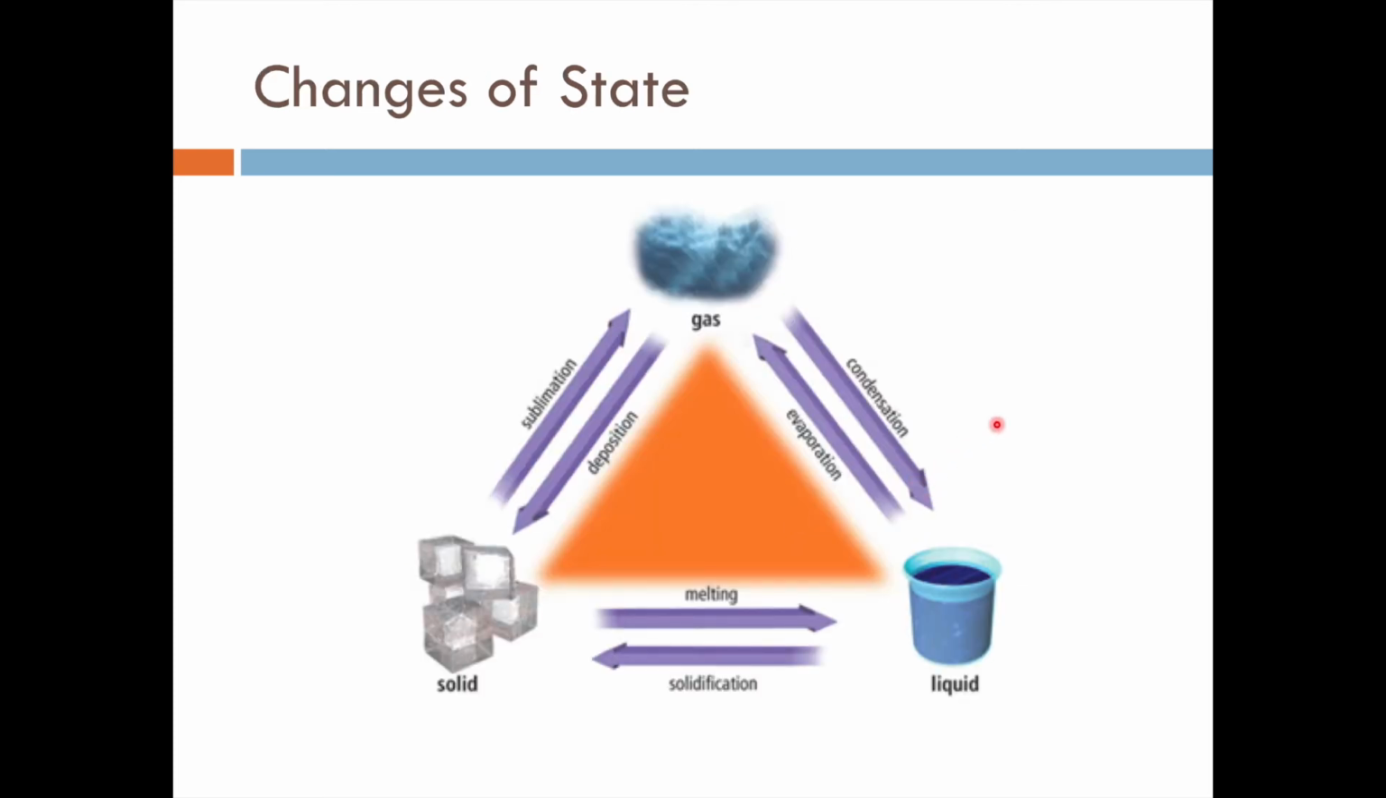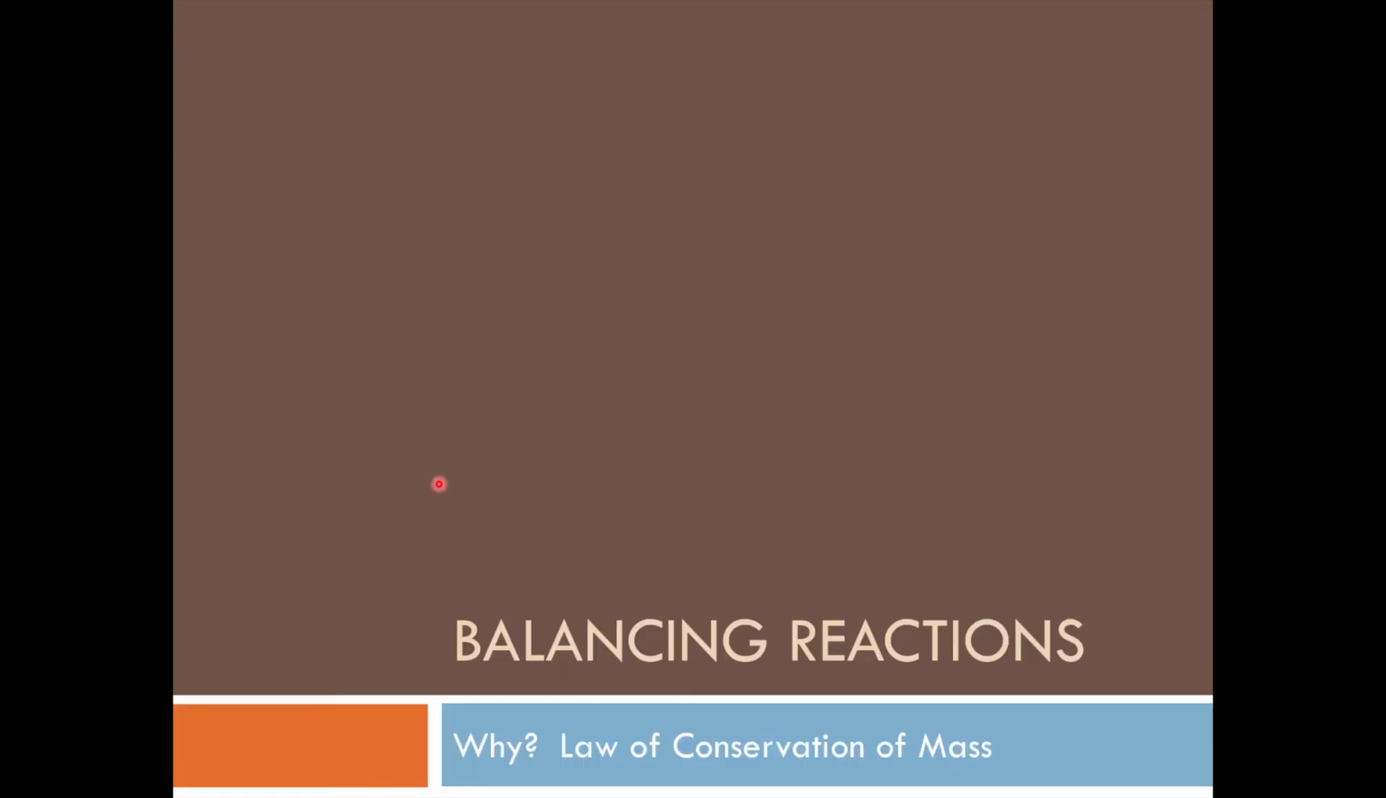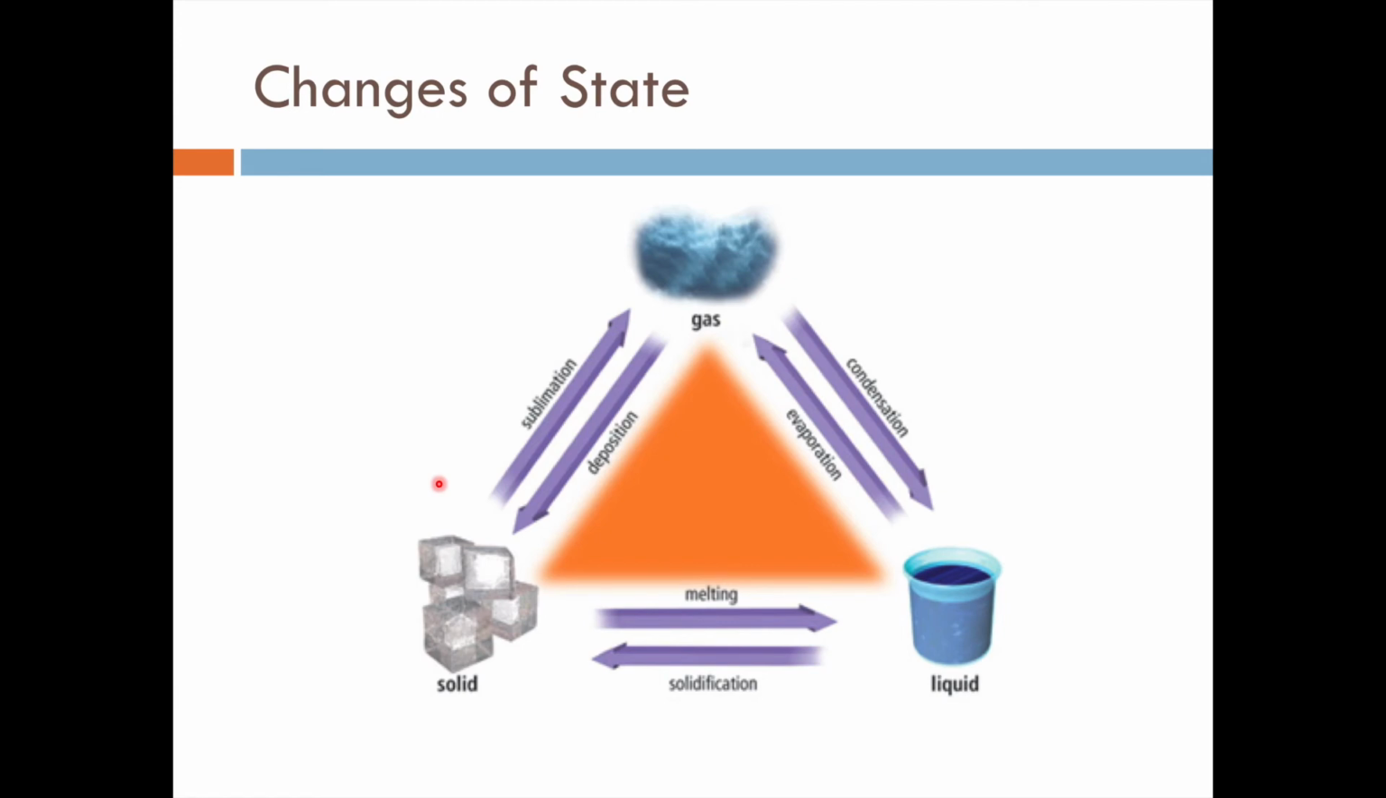So when we change state, you must know all 6 of these. You must know that moving from a solid to a liquid is melting. Now the liquid to a solid is called solidification or freezing. They will accept freezing. Liquid to a gas is evaporation or vaporization. And then gas to a liquid is called condensation. And you also need to know sublimation and deposition. So a lot of people are struggling with those two as well, so make sure you work on them. All right, we'll do balancing reactions later.